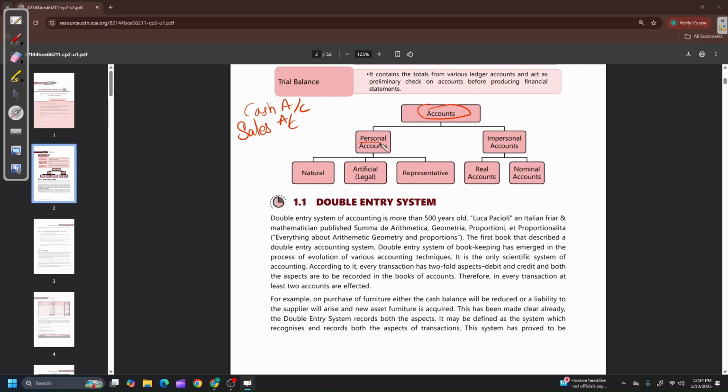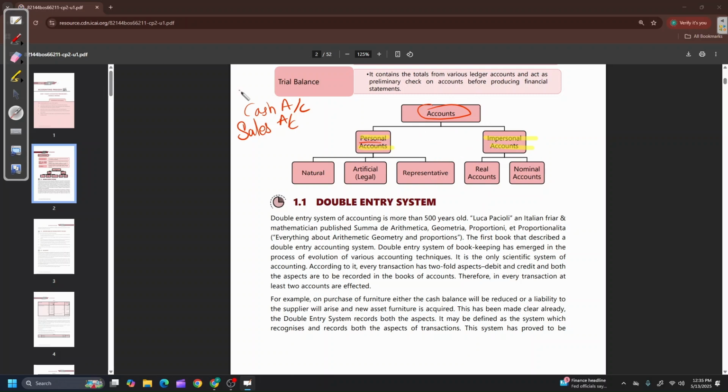Personal account and impersonal account. Okay? I guess this was better. Now, in personal account we have natural, artificial and representative. In impersonal we have real and nominal. As I remember, what I studied in 11th was personal, real, nominal: three types of accounts we have. So first let's talk about personal and impersonal. Please make this diagram in your notebook if you have any kind of doubts in what an account is.